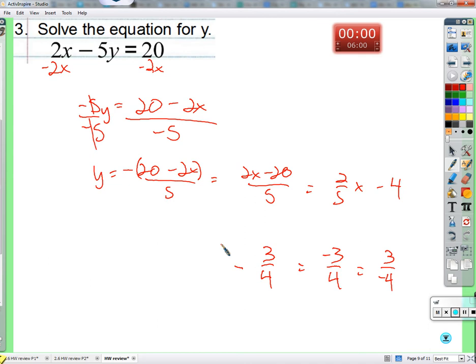Now do we see why the top flipped? What do we do with that negative? Distribute. Distributed it, so there's parentheses. Negative times 20 is negative 20. Negative times negative 2x is 2x. I want to write it this way. Just divide 2x by 5 and divide negative 20 by 5.